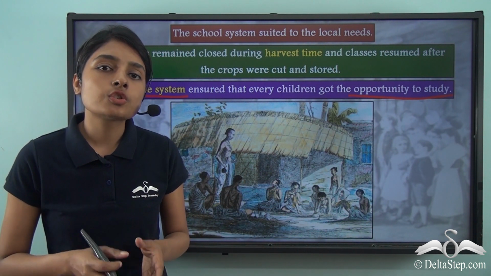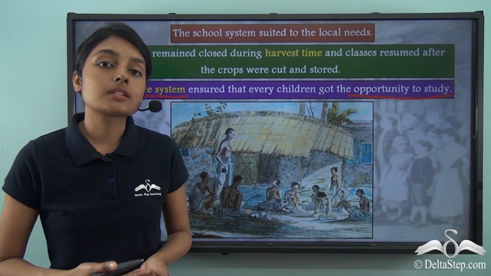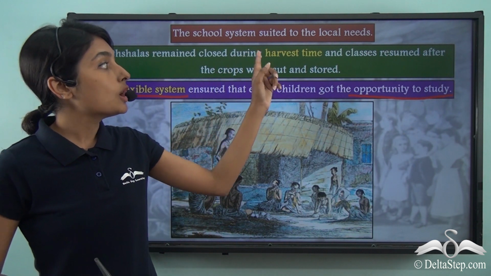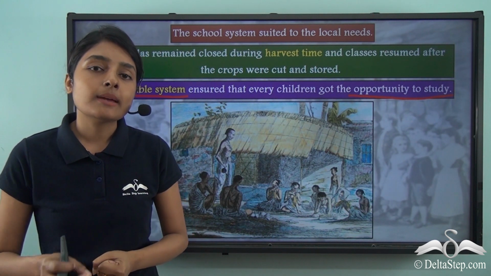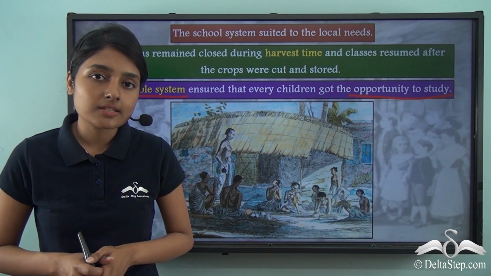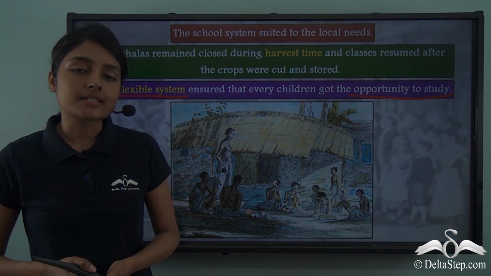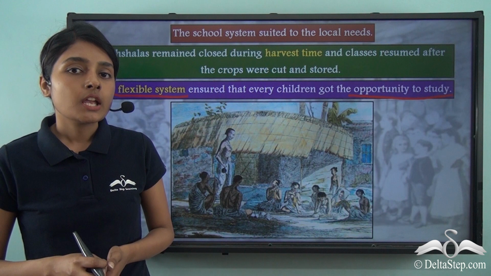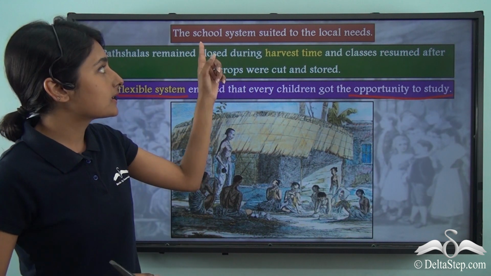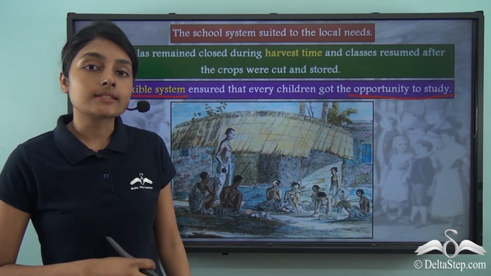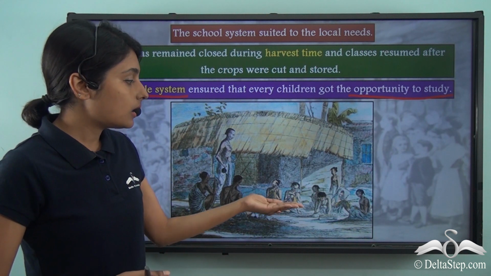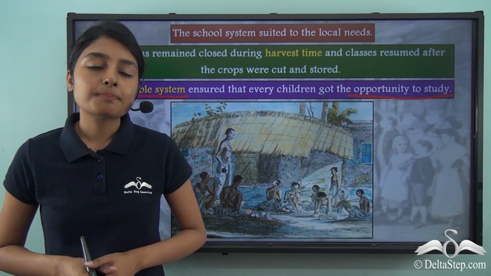And education was also not restricted to the textbooks. It was imparted orally or through words. And then these pathshalas also used to remain closed during the harvest time, because many children from the peasant families were not able to join the pathshalas during the harvest time. At that time they had to work at the fields, which is why the pathshalas remained closed. So this was a very flexible system, as William Adam had found out, and this school system suited the local needs, the needs of the people who attended these schools. So all children got the equal opportunity to attend these pathshalas.